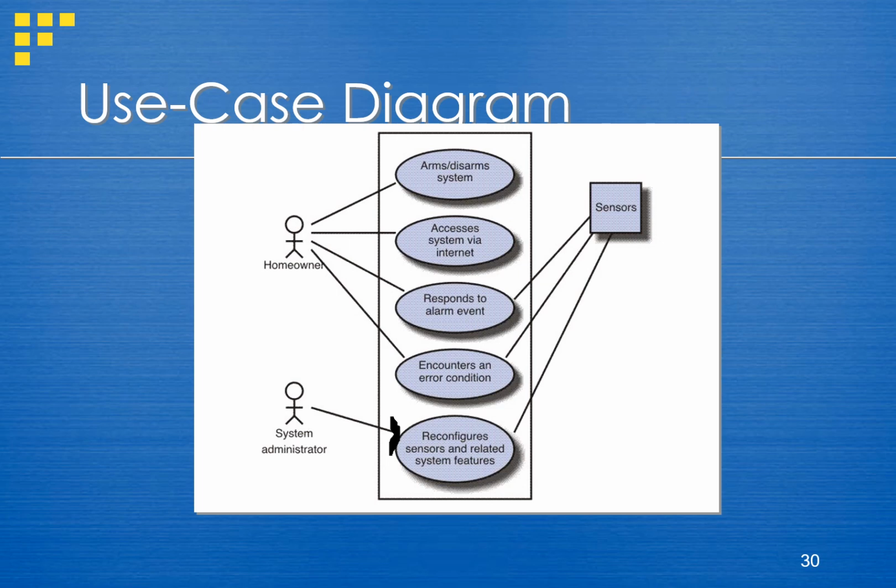So when you are using a dependency relationship between these use cases, there are two types of dependency relationships in the use case diagram. One is include and another one is extend. So all these things we are going to study in detail.